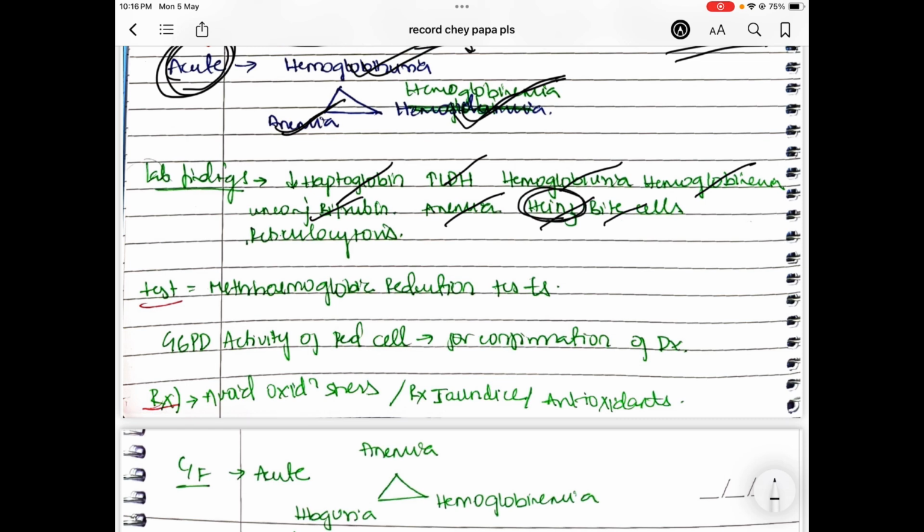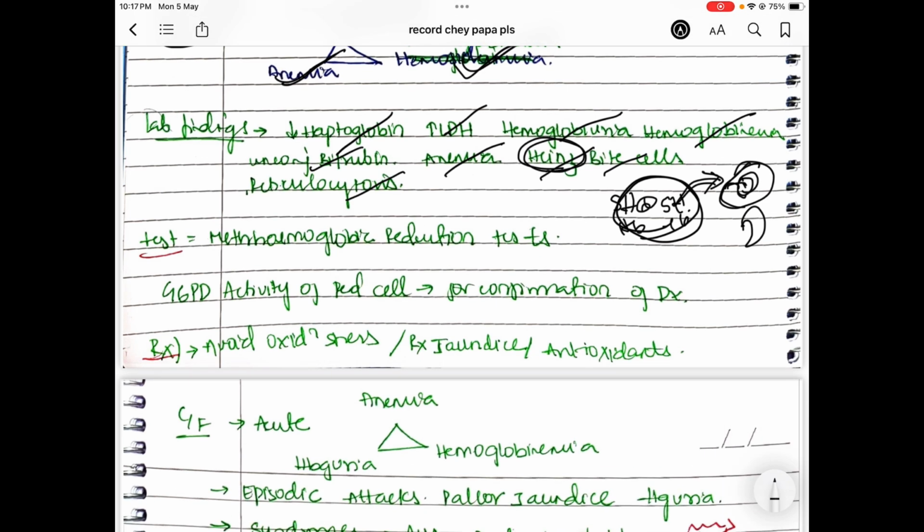How are these Heinz bodies formed? So sulfhydryl groups of one hemoglobin and sulfhydryl groups of another hemoglobin cross react and form these Heinz bodies. And so the macrophages will take a bite of these Heinz bodies, leading to bite cells, right? So reticulocytosis can also be seen in lab findings. The specific test which you can do for G6PD deficiency is the methemoglobin reduction test.